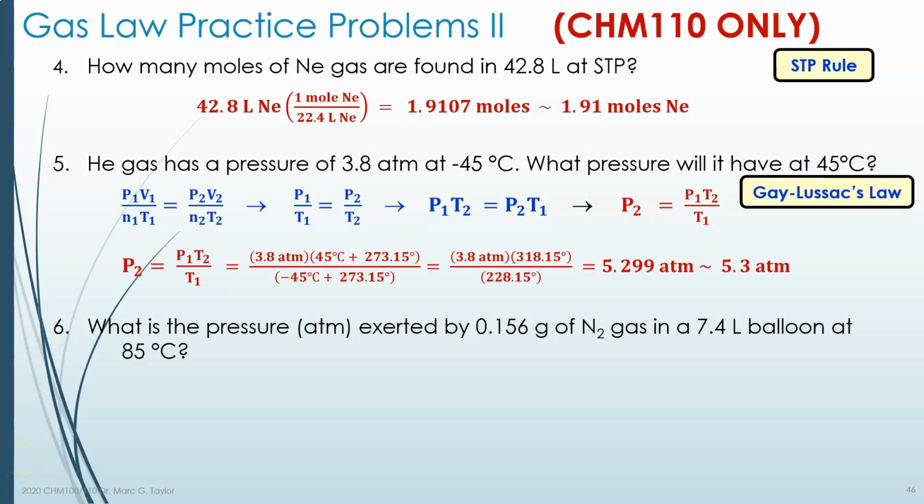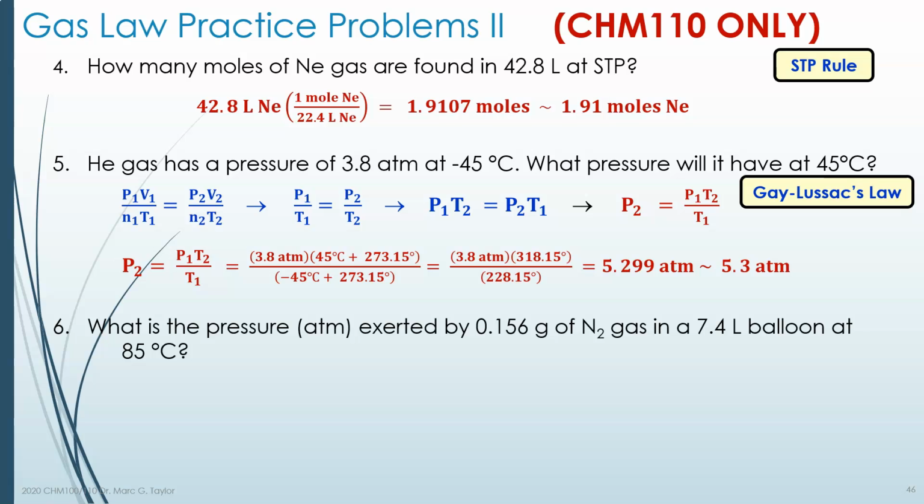Now let's look at the last problem. What is the pressure in atmospheres exerted by 0.156 grams of nitrogen gas, N2 gas, in a 7.4 liter balloon at 85 degrees centigrade? So we can see right away we're probably going to have to make some changes, but let's look at the big picture. We're being asked for pressure.